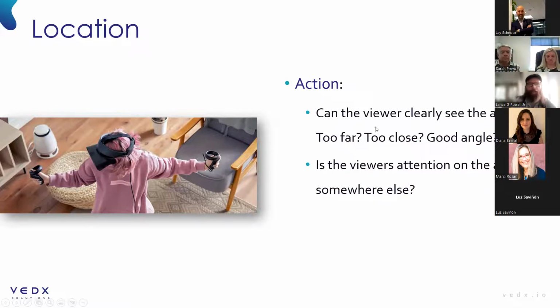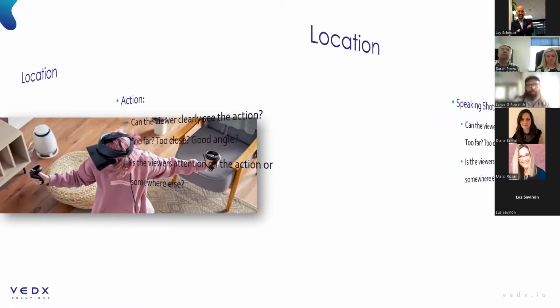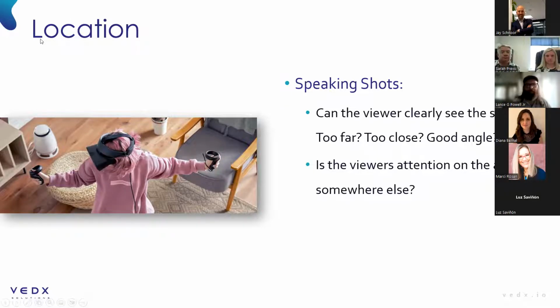Okay, for action, we should ask ourselves, can the viewer clearly see the action? Is it too far, too close? Is it a good angle? Is the viewer's attention on the action or somewhere else? We'll talk more about action shots in a moment, but the same rule applies. If an action is happening, do we get a good angle on that? And I'll give some illustrations soon.